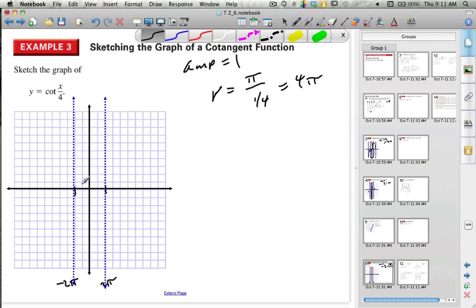I know that when I'm here, my amplitude would be 1. And over here, it would be negative 1. And I come in high, pass through my 3 points, and I go out low. And that's the cotangent function. Pretty straightforward.